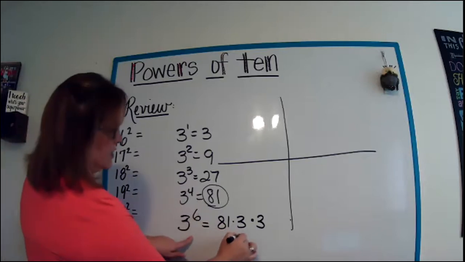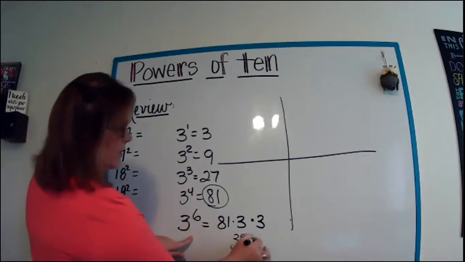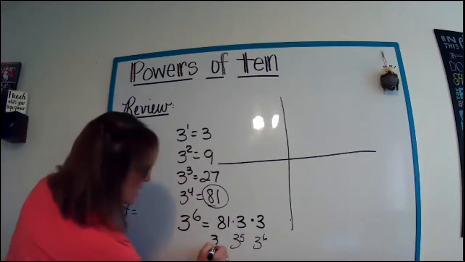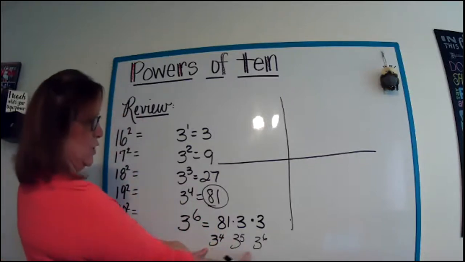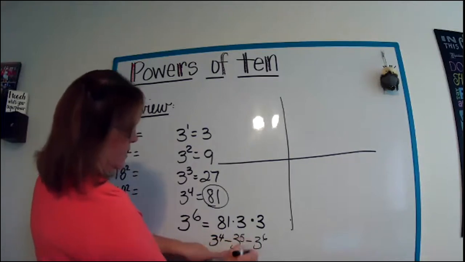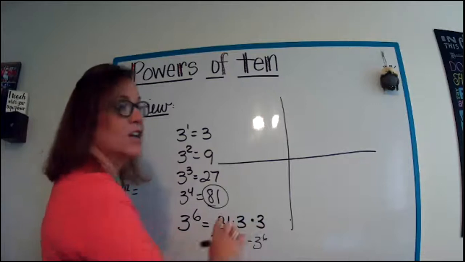So you would need to know this is the power of 5. This is the power of 6. Sometimes what I do is I label what I have. Oh, this is 3 to the power of 4. I need to get to 3 to the power of 6. So I need this one to 3 to the power of 5 to 3 to the power of 6. And I make sure I have enough 3's in there.